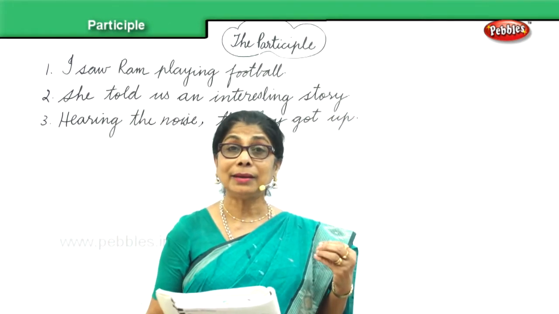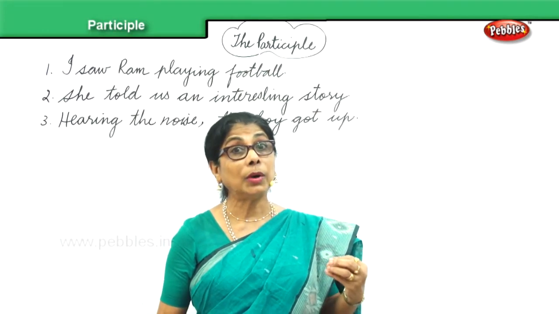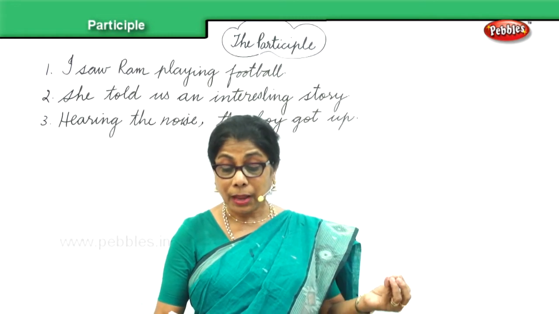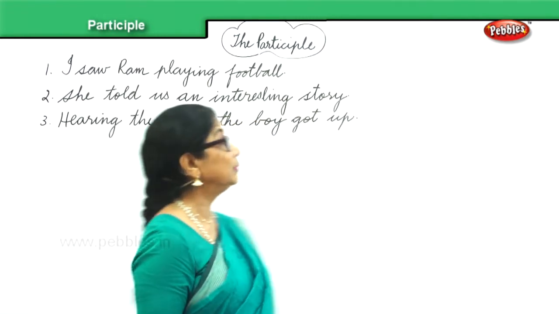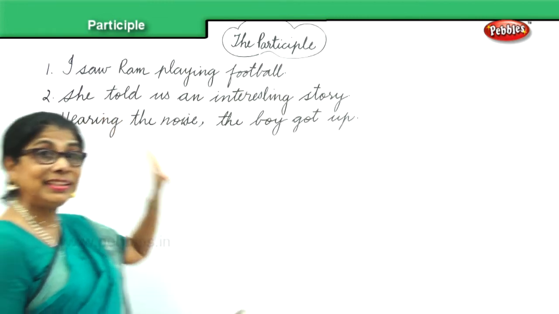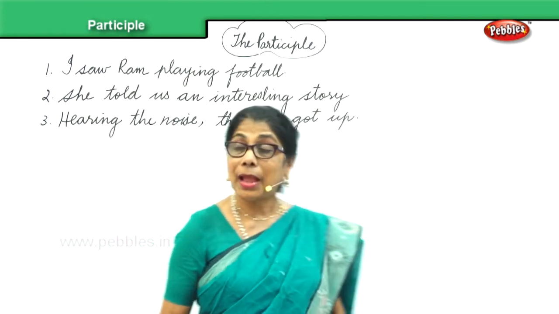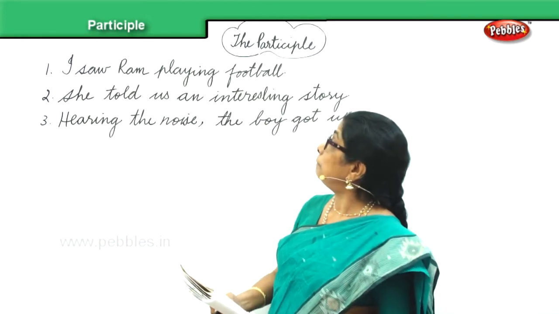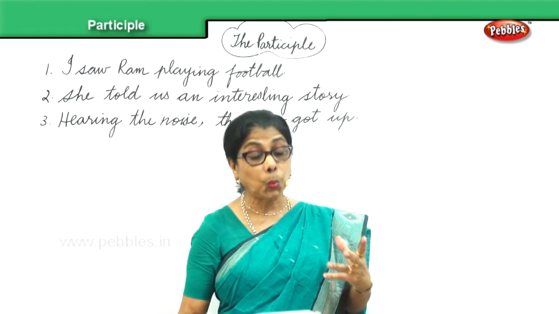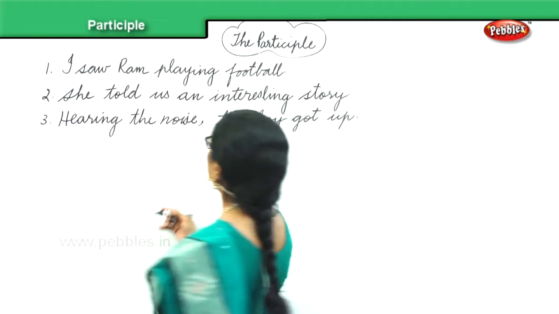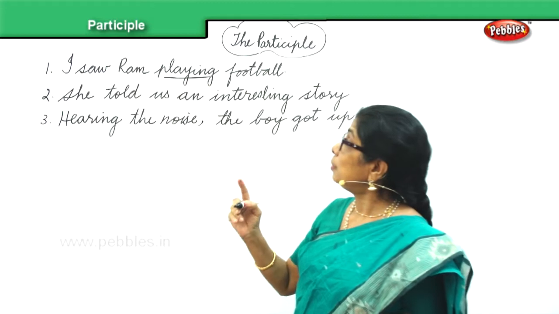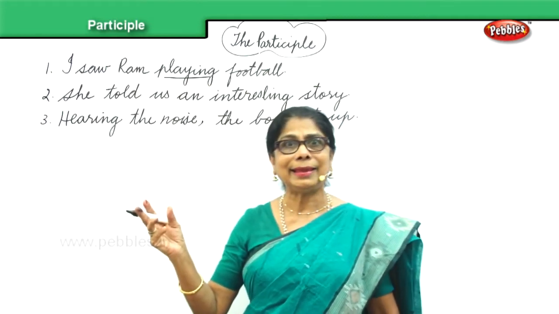Now, we have three sentences here. So, we are doing the participle. What is a participle? A participle is partly a verb and partly an adjective. Let's look at them. I saw Ram playing football. What's the verb here? Playing. We have one word, playing.